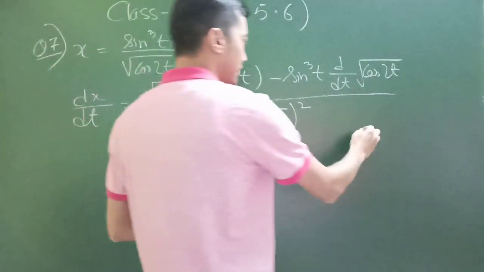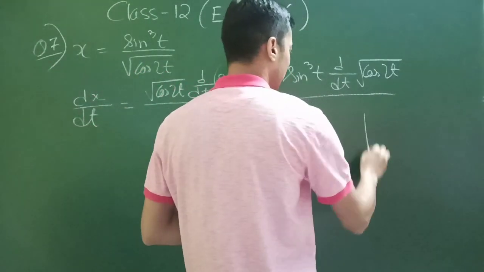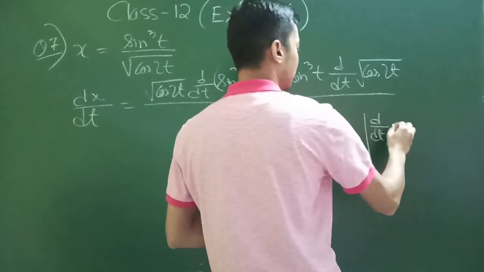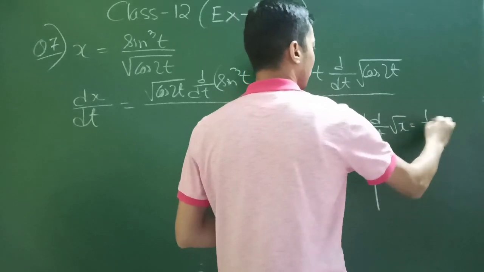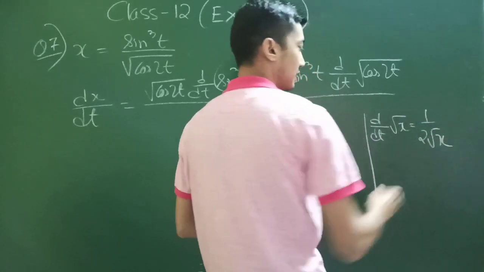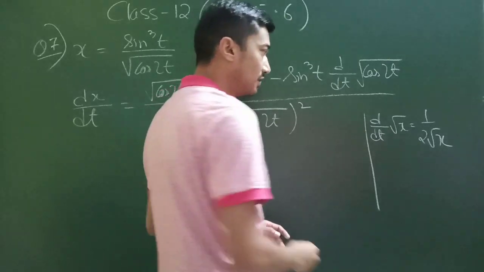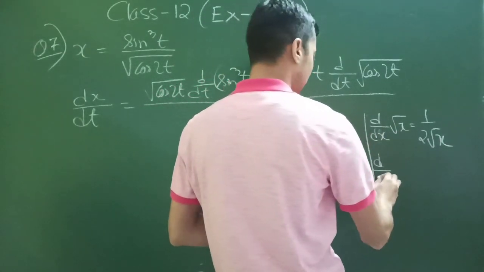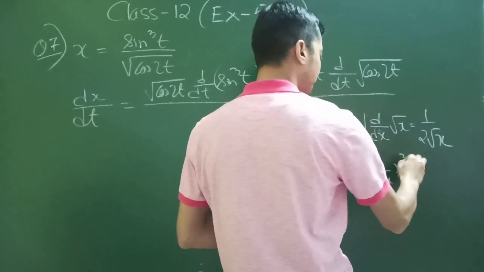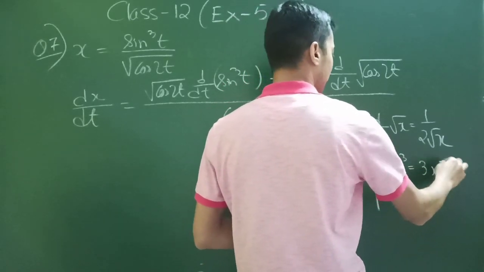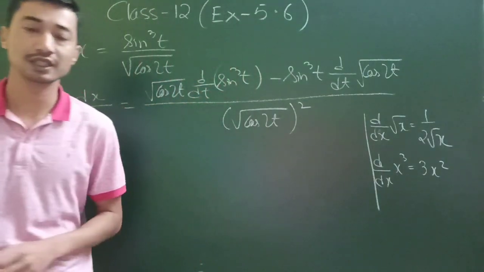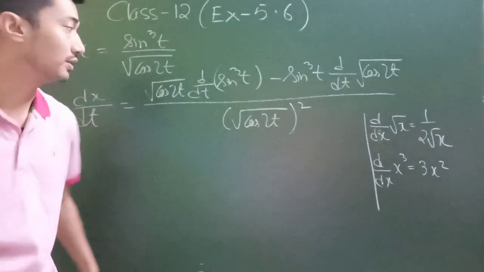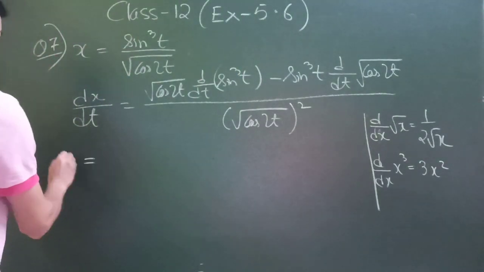Some key insights for this problem: the derivative of root x is 1 by 2 root x. I've already discussed this in the previous videos. The derivative with respect to x of x cube is 3x squared. We will be applying some of these formulas, but of course without forgetting the chain rule. So I'm going to just write here.